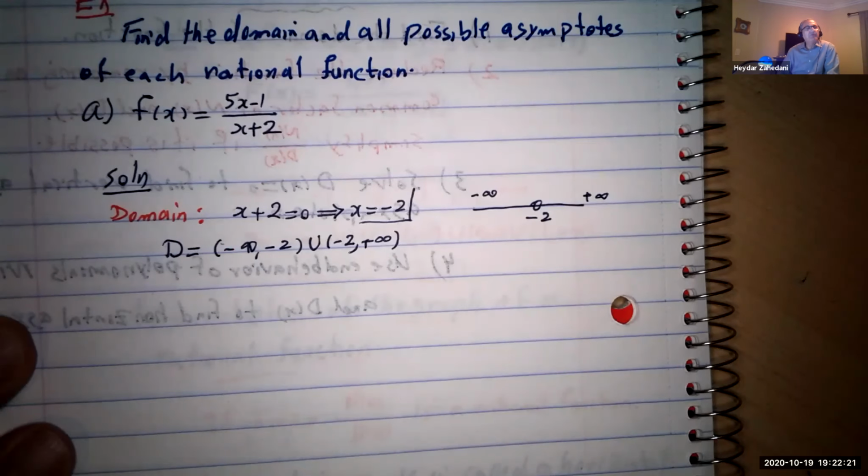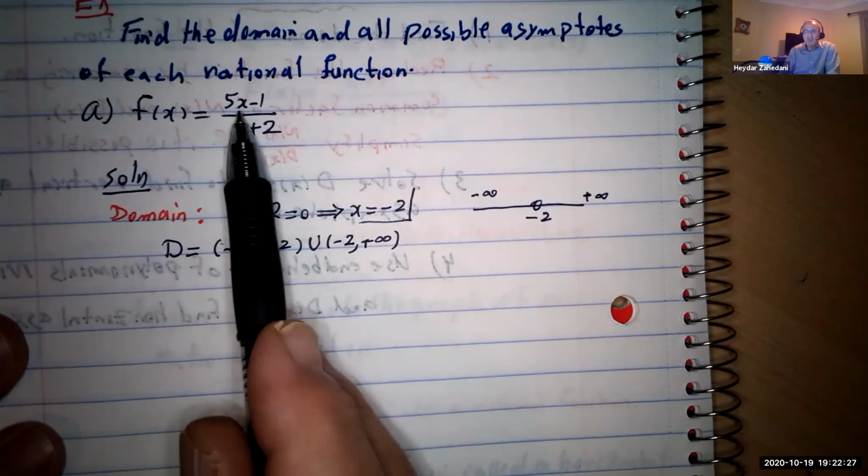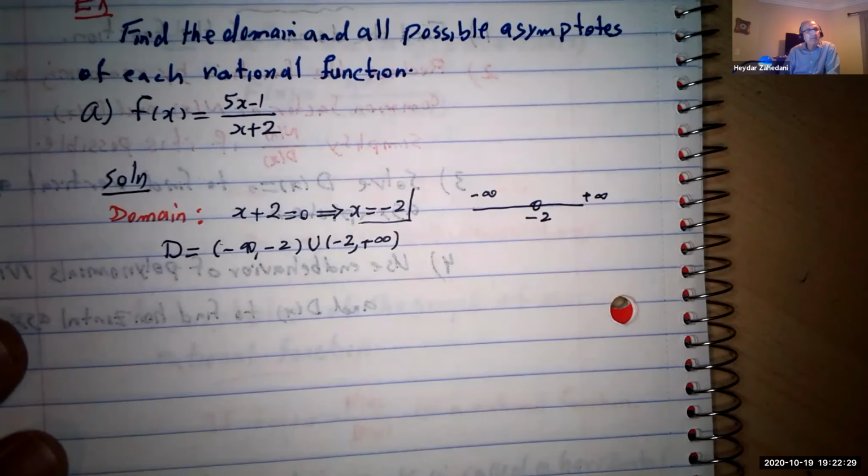You know that we did it before. This function is not defined at negative 2 because if you put in negative 2, the denominator would be 0 and the top would be negative 11. Negative 11 divided by 0 is undefined. So that's why you have to take out negative 2 to get the domain of the function. Any question? So that's the domain.